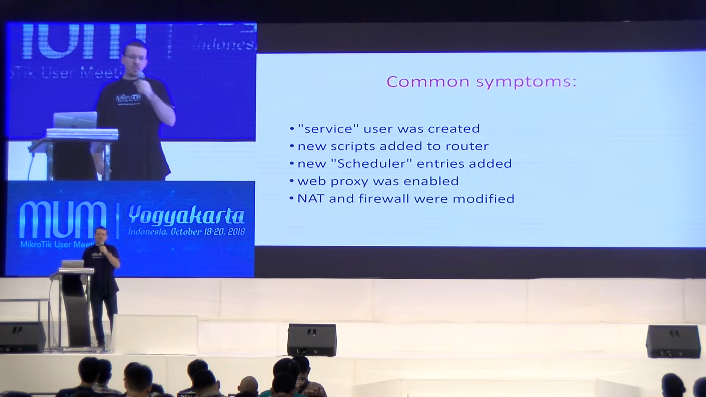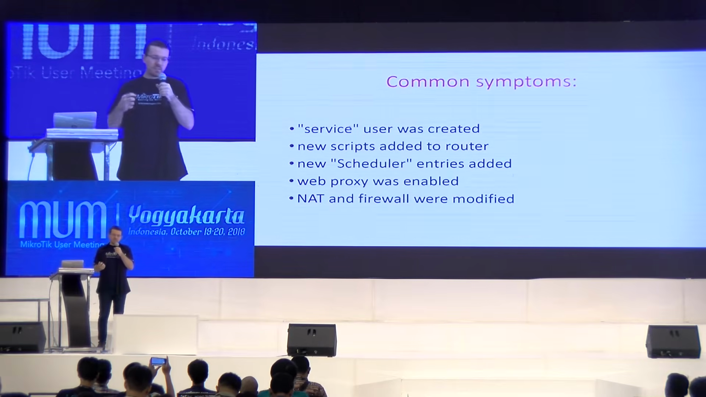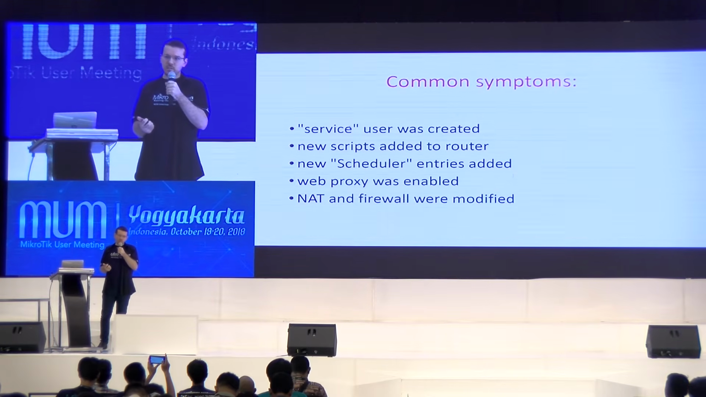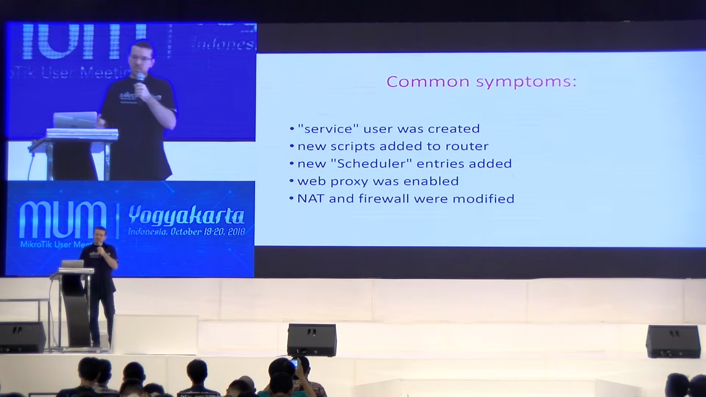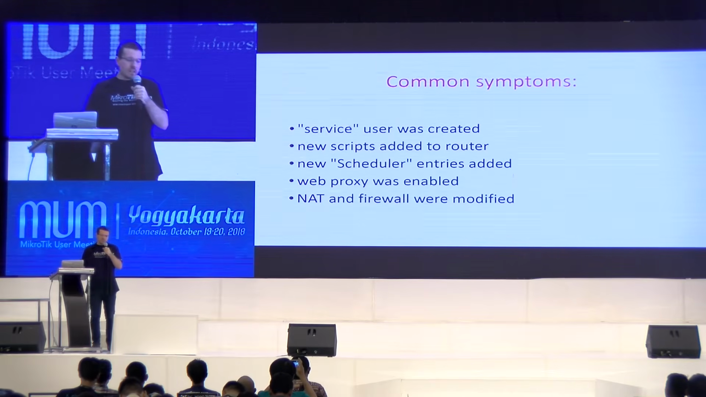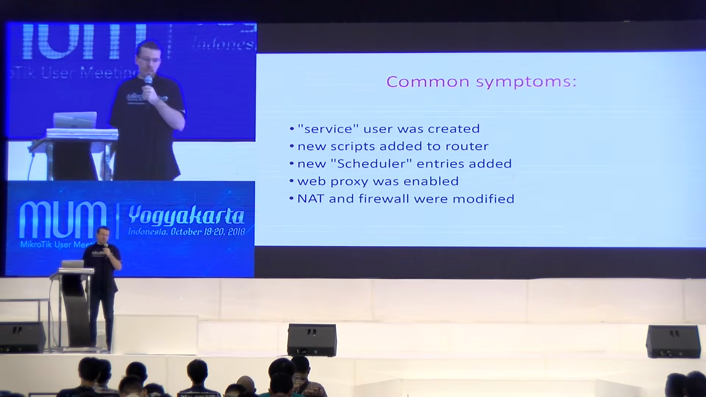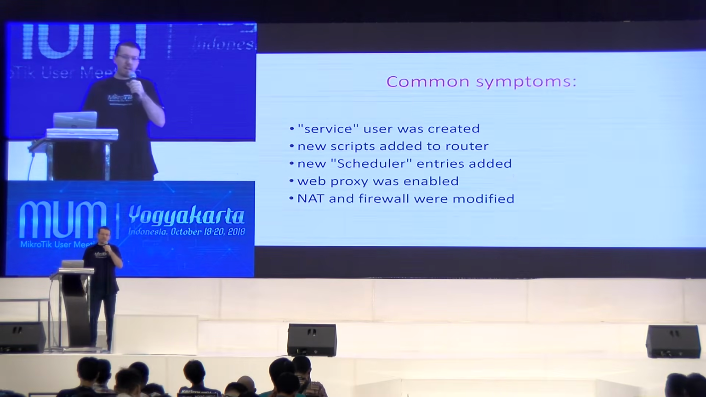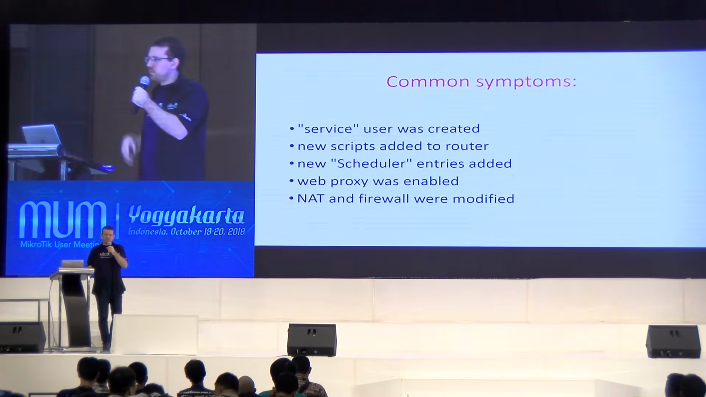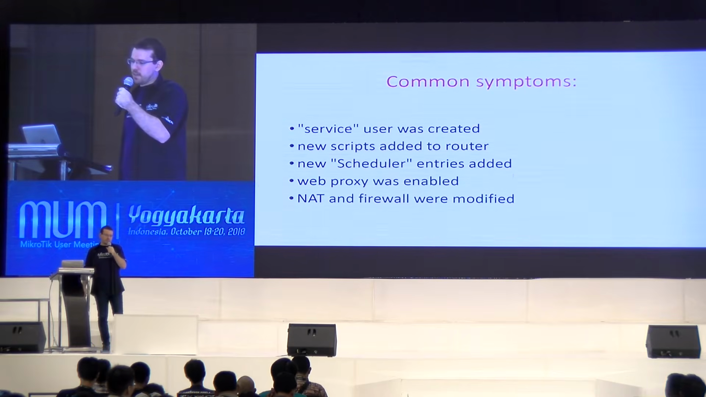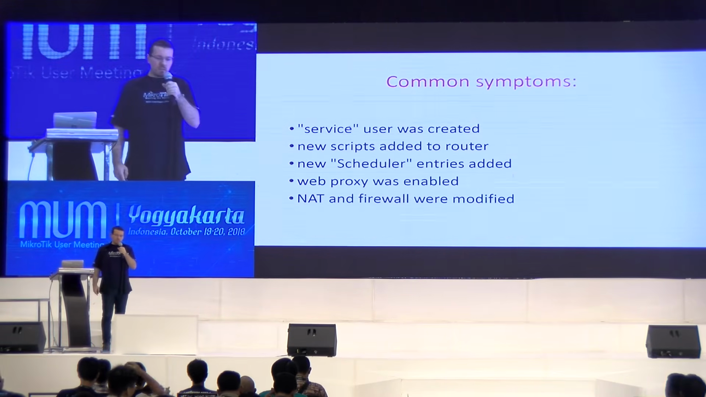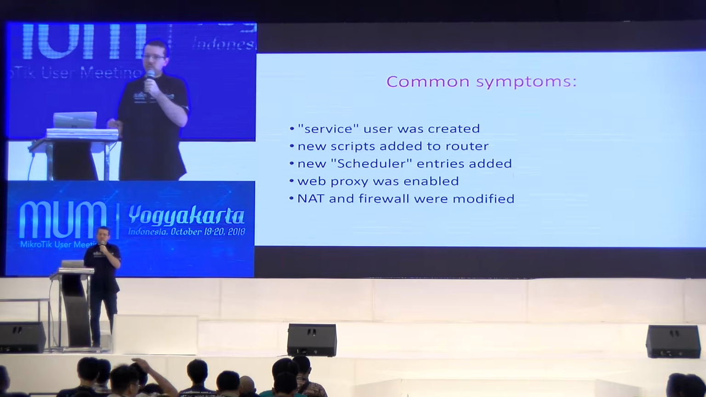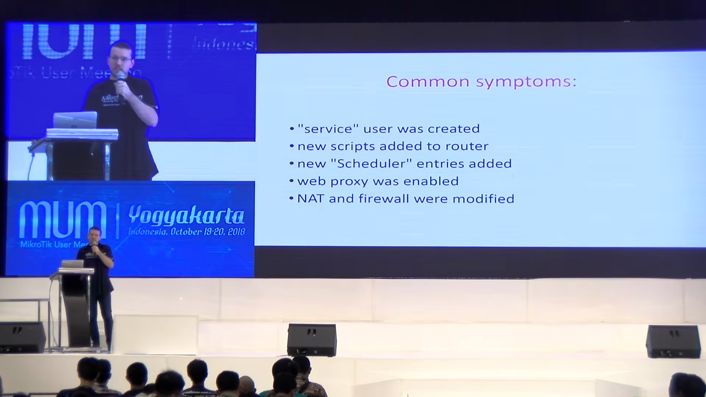So the common symptoms of this original attack were, first of all, there was a service user created on the router. New scripts were added to the router, and new scheduler entries were added. Web proxy was enabled and configured, and NAT and firewall were modified by attackers to facilitate this particular attack. So, as I said, this is the original variant that infected Latin America.